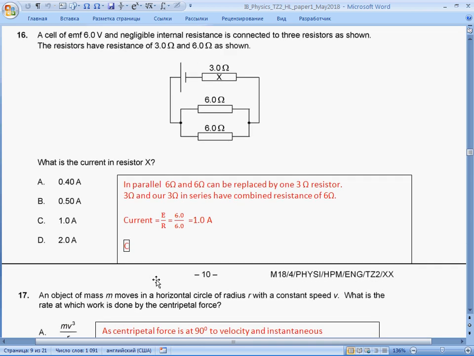What is the current in resistor X? So 6 ohm and 6 ohm are in parallel, so we use the formula for reciprocals and we will get 2 times less. So instead of these two resistors, we can imagine one resistor, 3 ohm. 3 ohm and 3 ohm in series we should add, we are getting 6 ohm. Cell EMF 6 volt divided by 6 ohm gives us 1 ampere, so answer C.